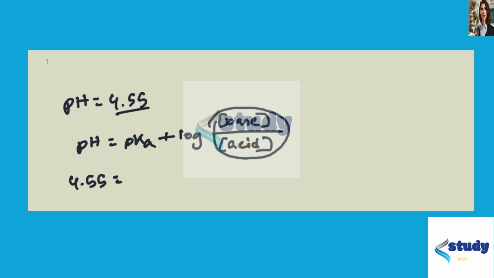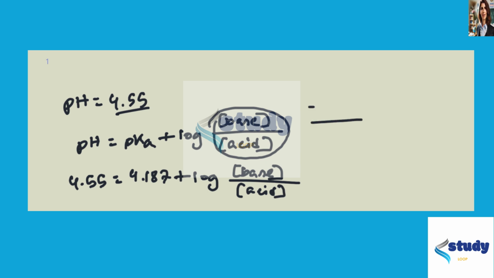So you can write the pH, which is 4.55, equals the pKa for the benzoic acid, 4.187, plus log of base over acid. If we solve this equation, we will find the ratio of the base concentration to acid concentration as 2.306. So this is the ratio of the base concentration to acid concentration.